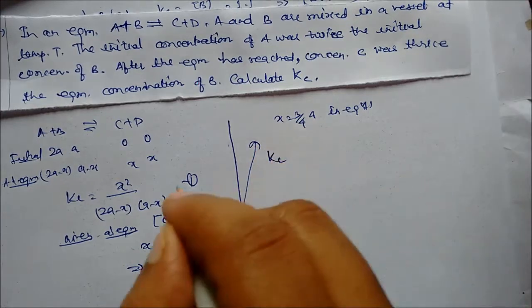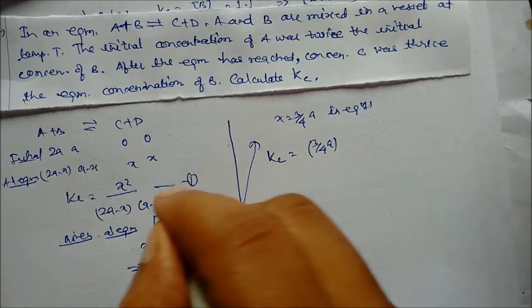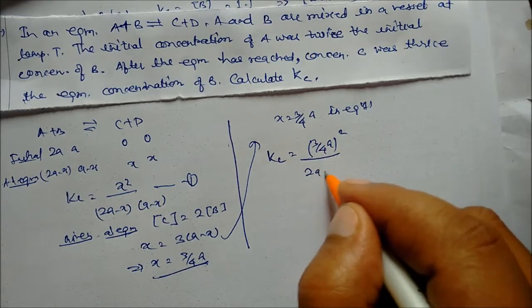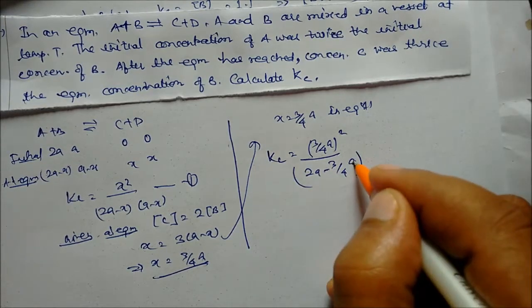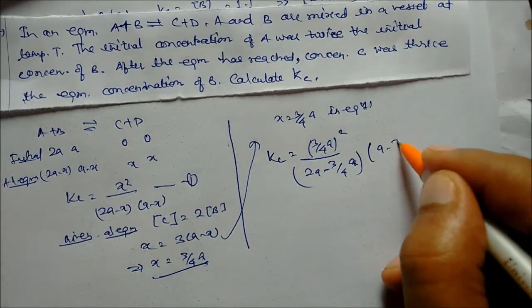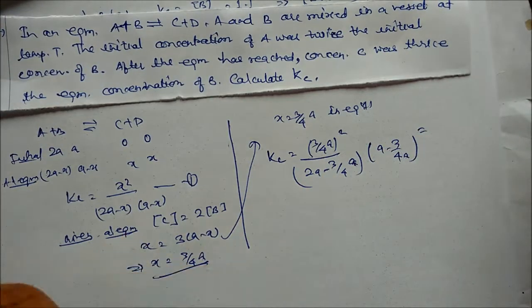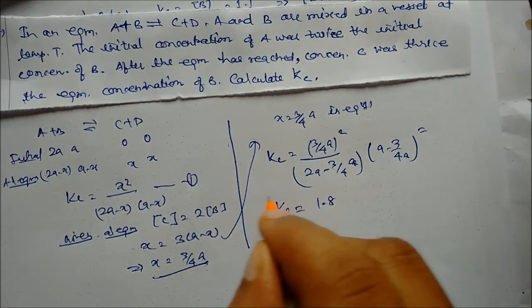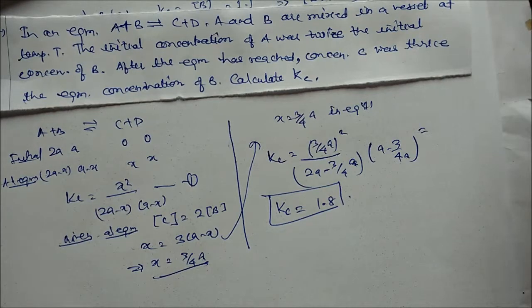So Kc is equal to, this is equation 1, 3 by 4 into A, the whole square. Here you can put the value of x directly. So 2A minus x is 2A minus 3 by 4A, and this will be A minus 3 by 4A. On solving, A cancels, and we will get the value 1.8. So this Kc is 1.8. This is our answer.